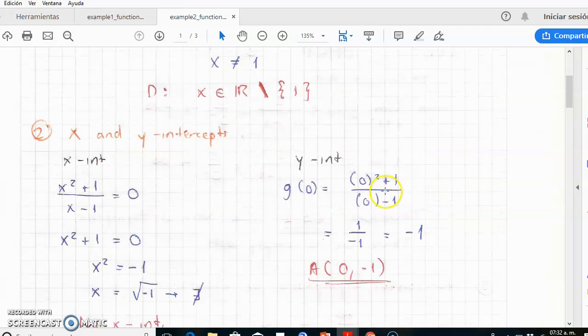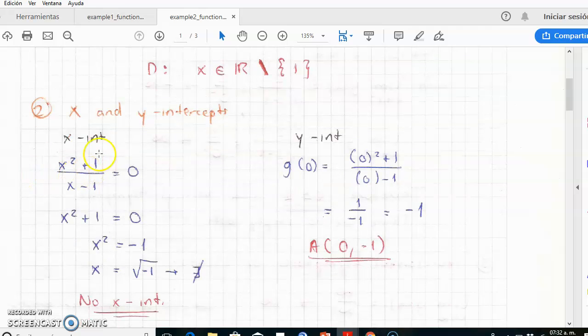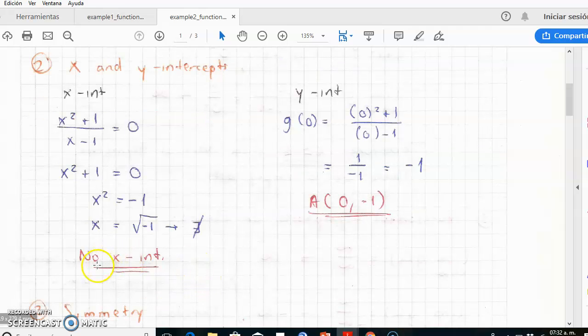For the second step, the x and y intercepts. For the x-intercept, you need to equal the whole function to 0. So we pass the denominator, it becomes 0 to the other side. x squared plus 1 equal to 0, which is the numerator. Then we isolate x squared equal to minus 1, but then you have x equal to square root of negative 1, which is an imaginary number, so it doesn't exist. So that means that there are no x-intercepts.